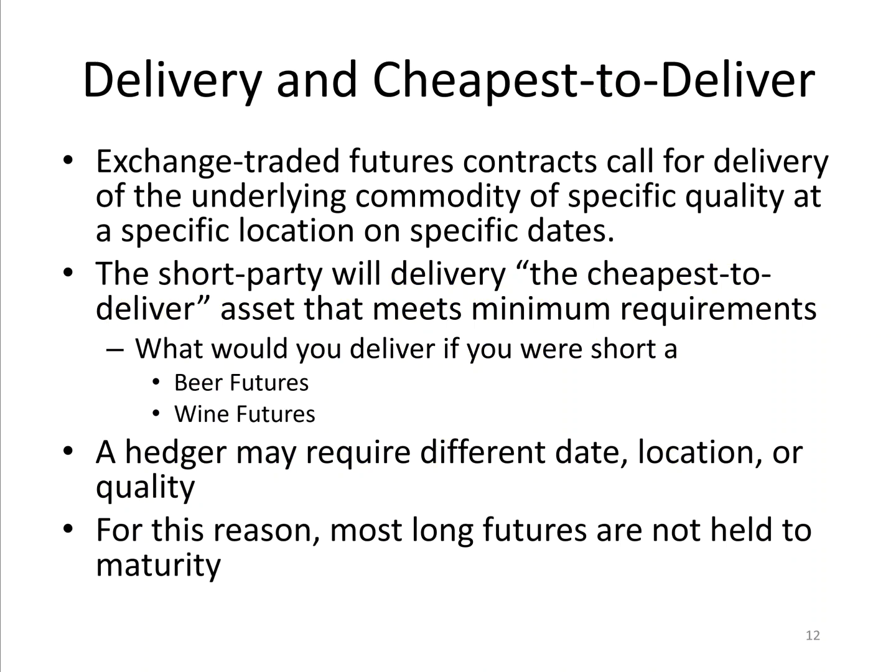So exchange-traded futures contracts call for the delivery of an underlying commodity of specific quality at a specific location on a specific date. Now the party that's short, the seller of the commodity in the forward or futures contract, will deliver the cheapest to deliver asset that meets the minimum requirements.